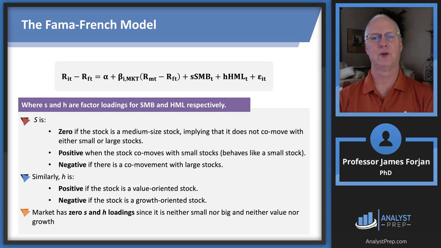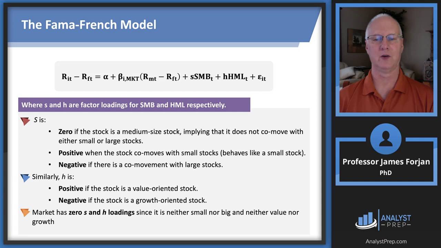And so let's go ahead and make sure we can interpret these before we look at some results, right? S is over the size variable. If S is zero, that is a medium-sized stock. If S is positive, that means it co-moves with small stocks, right? If it's negative, it co-moves with large stocks. And the same thing can be attributed to value and growth.